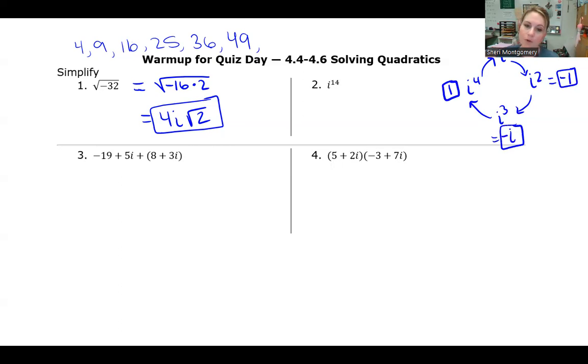Remember that if you have i to the 14th power, what you're going to do is start with i to the first power. We're going to start here, at i to the first power, and count around. Do that and write down what you think the answer is. It's only one of those 4 options. Count. Remember, you have to count 1, 2, 3, 4, 5, 6, 7, 8. Do it until you get to 14 and then write down where you land.